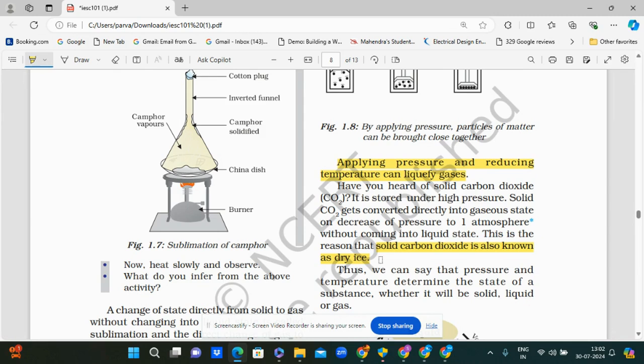Have you all seen in many movies, they bring in smoke, right? That is because when this solid carbon dioxide is put inside water or something, it gives off smoke.